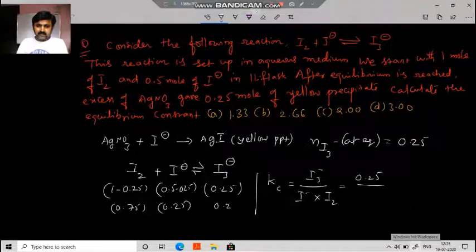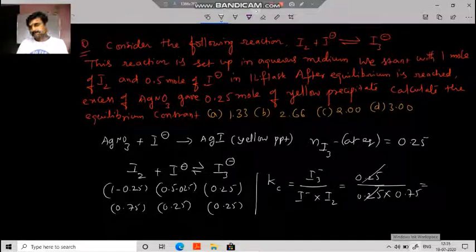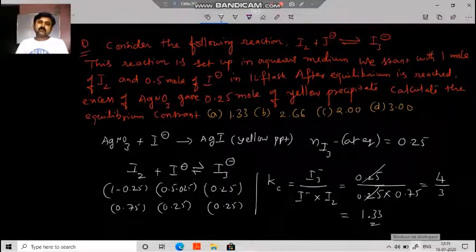The I3 minus value already given is 0.25. So to substitute, I minus is 0.25, I2 is 0.75. So 0.25 and 0.25 get cancelled, and 0.75 is nothing but 3 by 4. So the reverse expression is 4 by 3, because it is in the denominator, it will become reversed. So 4 by 3. 4 by 3 is nothing but 1.33 as per the exact calculation. So option A is the right option for this question.